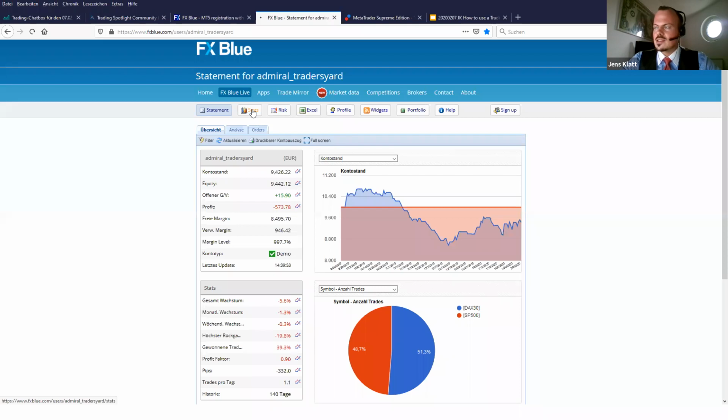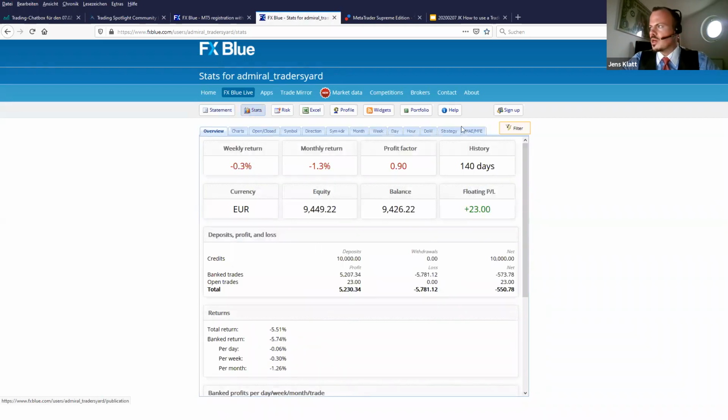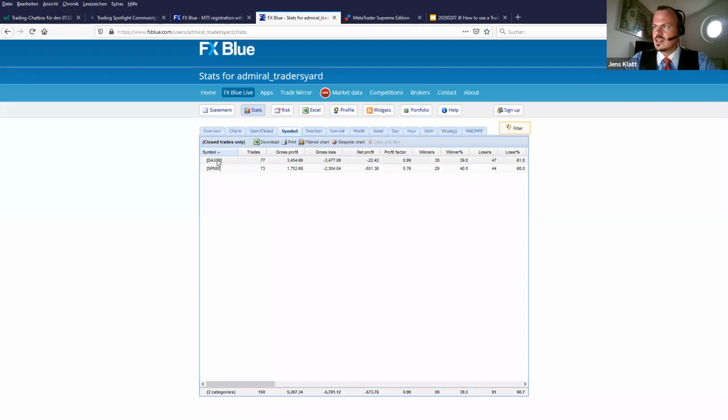We go to stats in this case, and then we go to strategy. So there's a strategy tab. You can see plenty of information here. We were there already several minutes ago with symbols. So you can easily say, okay, I have a DAX, S&P. If you're trading gold, Euro USD, dollar JPY, whatever, you will also see every trade and the result connected to this. You have the direction here, buy, sell. You can look at the symbol and the direction.